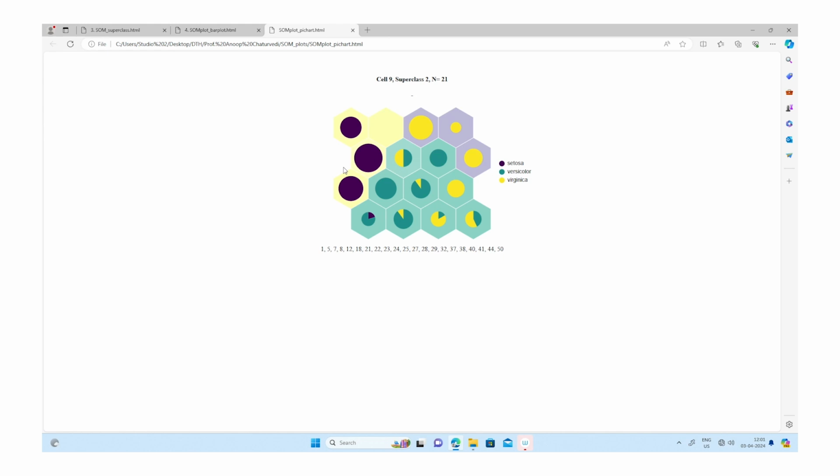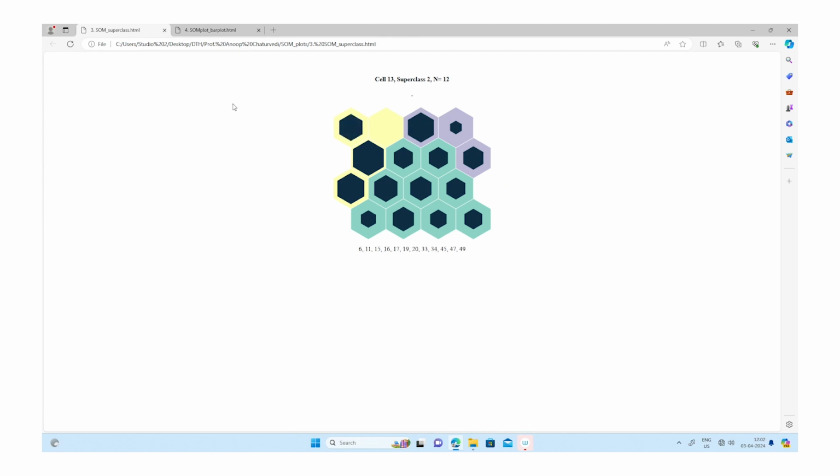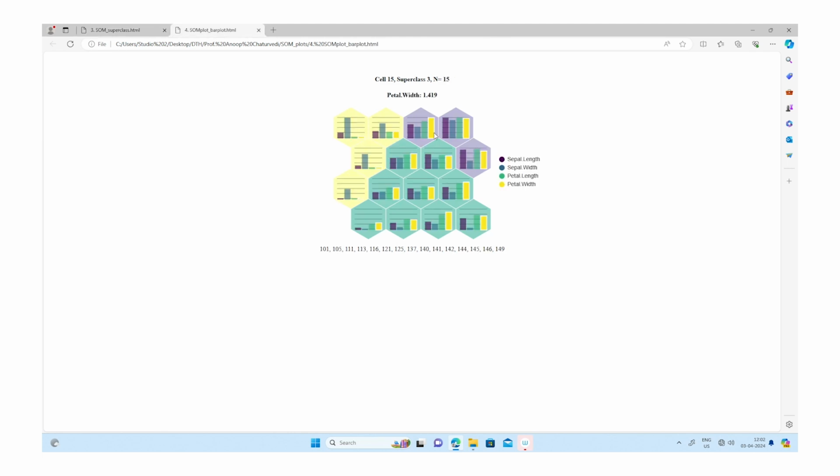You can even plot the pie chart in different nodes, or this is the SOM superclass. So in the superclass, you have 3 clusters denoted by 3 different colors, and in each superclass, when we move the cursor, we get the information about that cluster or that superclass. One can even plot the bar chart in different nodes.